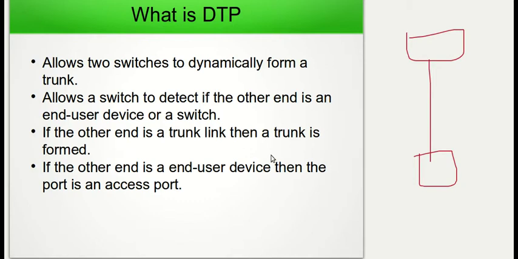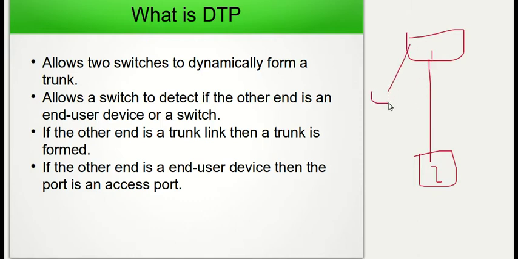Usually, if on the other end of a link is another switch, imagine this is switch 1 and this is switch 2, switch 1 will detect that switch 2 resides at the other end of the link by exchanging DTP messages with switch 2, and it will dynamically form a trunk link, so it'll make this a trunk.